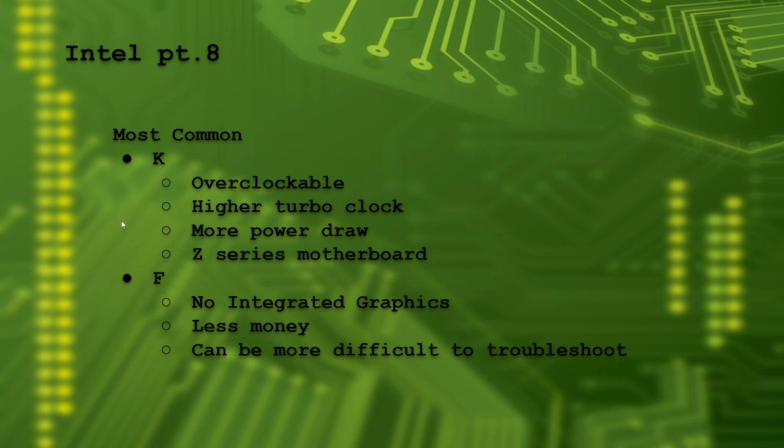Let's move on to the letters. The most common letters are by far the K and the F. The K means that your CPU is overclockable. It will also have a higher turbo clock.